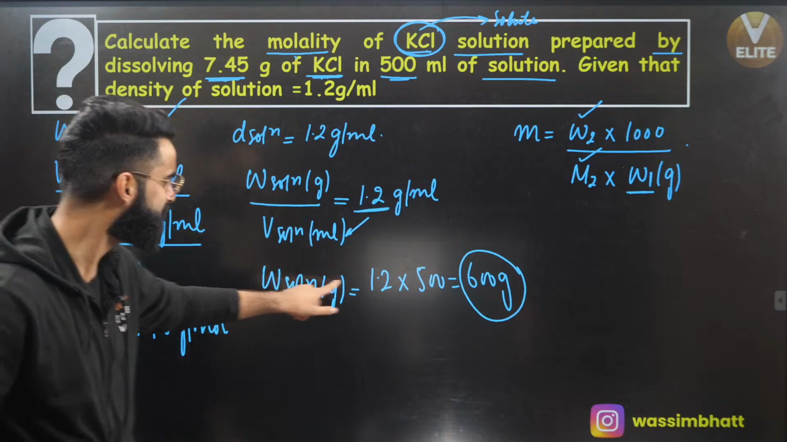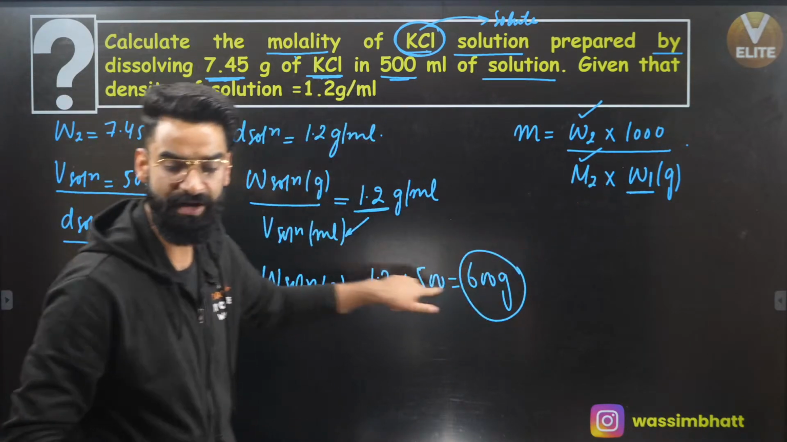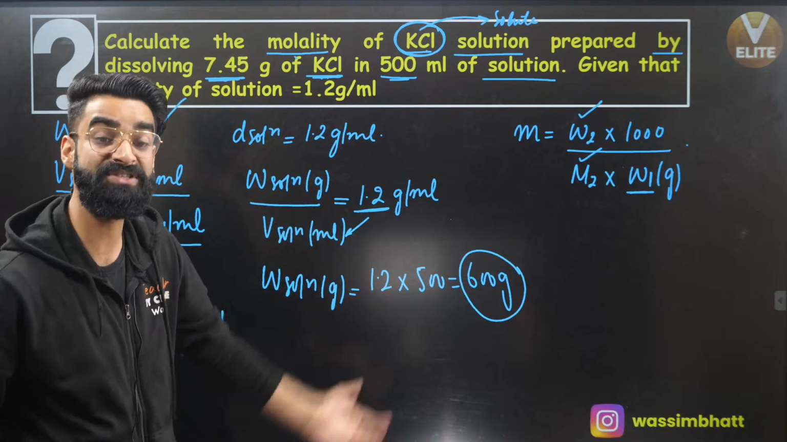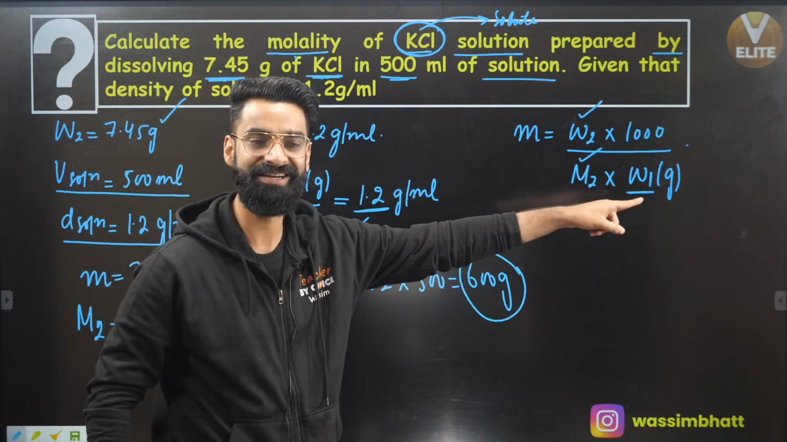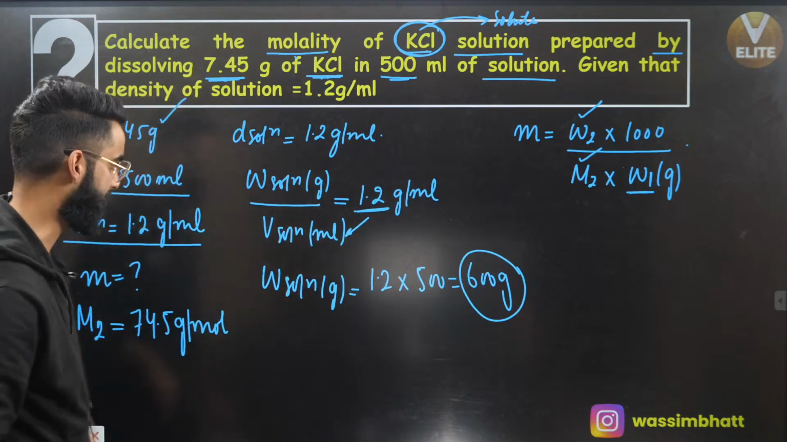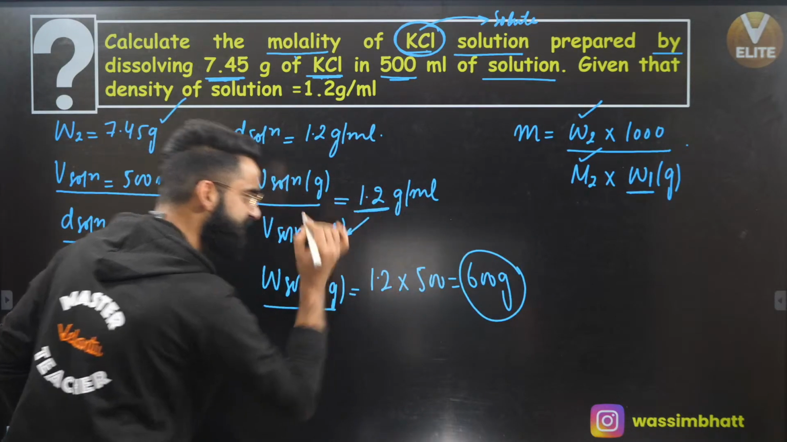But are you going to use this value over here? No, this is the mass of solution. I need the mass of solvent, right? I do not need the mass of solution. I need the mass of solvent. This is the mass of solution, which is 600 grams.